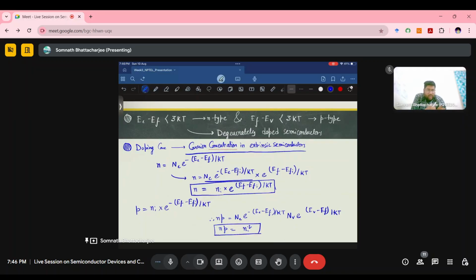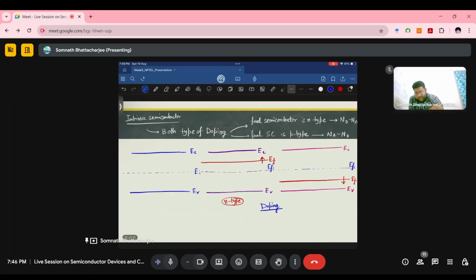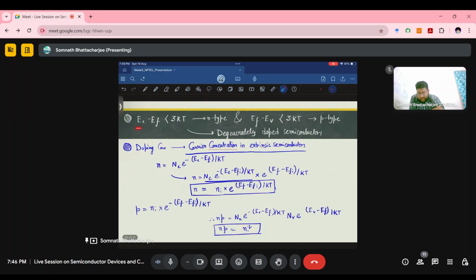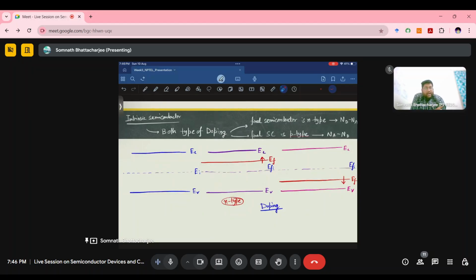In case of degenerately doped semiconductors, the basic difference is that in the physical limit, as I was saying here, it should have been Ec minus Ef less than kT for the degenerately doped. But when the limit is Ec minus Ef less than 3 kT, it is already called a degenerately doped semiconductor. So a non-degenerately doped semiconductor is one where we have much higher carrier concentration. That is, the value of n is high and the value of p gets a little lesser in that case.